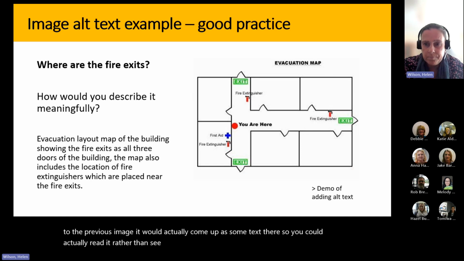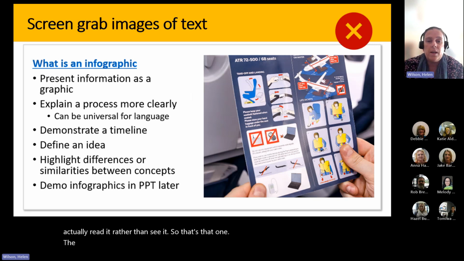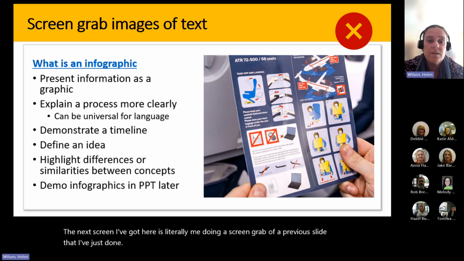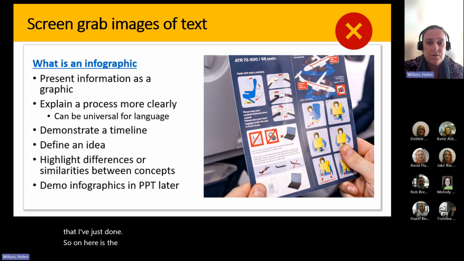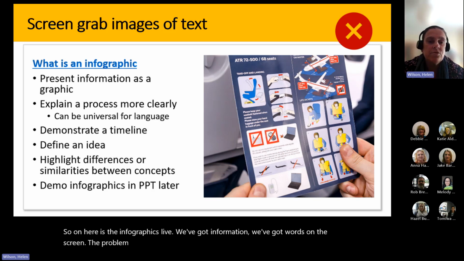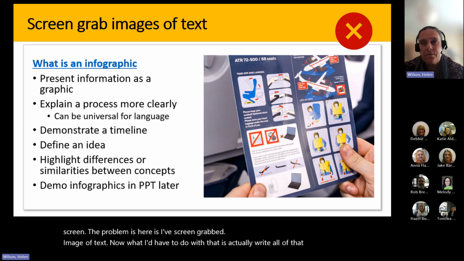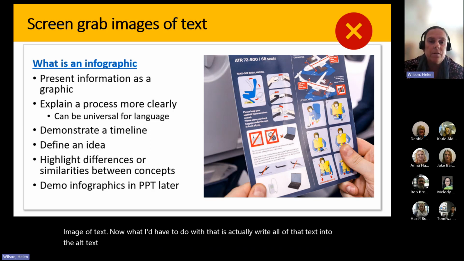So that's that one. The next screen I've got here is literally me doing a screen grab of a previous slide that I've just done. So on here is the infographic slide. We've got information, we've got words on the screen. The problem here is I've screen grabbed an image of text. Now what I'd have to do with that is actually write all of that text into the alt text box like I've just done with the other one.